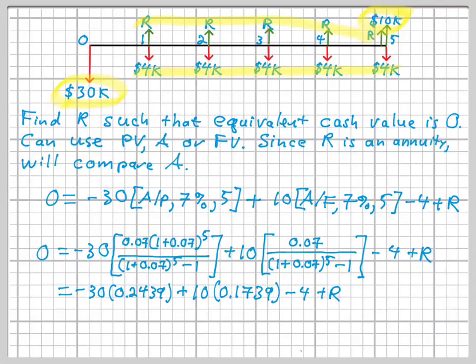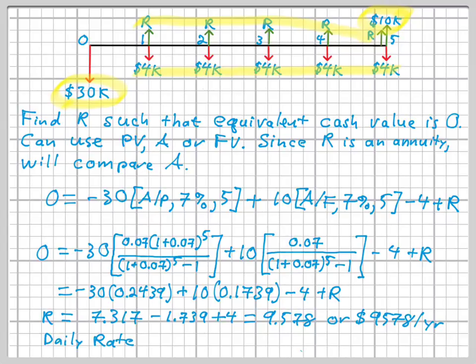Now I'll solve for R, and R is simply going to be 7.317 minus 1.739 plus 4. That's equal to 9.578. Remember, those were in thousands of dollars, so that's $9,578. And don't forget, that's dollars per year. But that's not what the problem asked for. It asked for the daily rate.